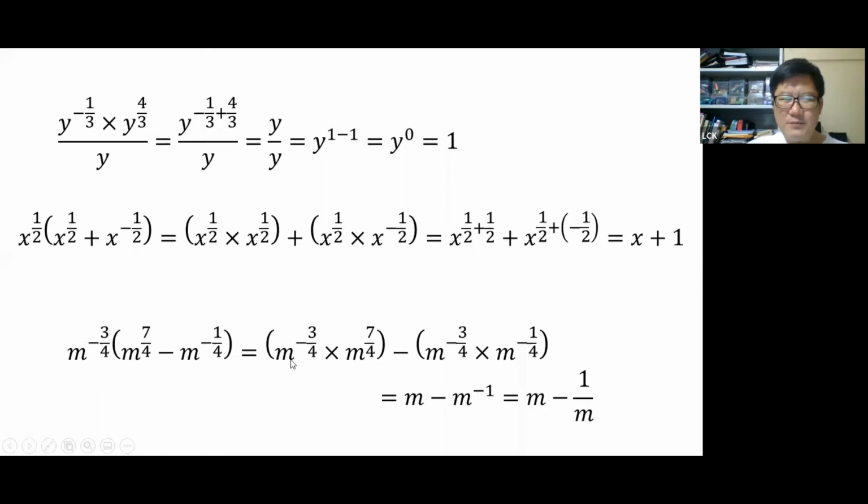It's very simple because minus 3/4 plus 7/4, we have to add because it's multiplication. So 7/4 minus 3/4 is 4/4, that's 1. So that gives you a 1. Minus 3/4 plus minus 1/4 is minus 1. So you have a minus sign from there, and when you add that up, you get a minus 1. If you don't like the look of this, just have it as m minus 1/m. This or this, 100 marks, full. You have done your work.